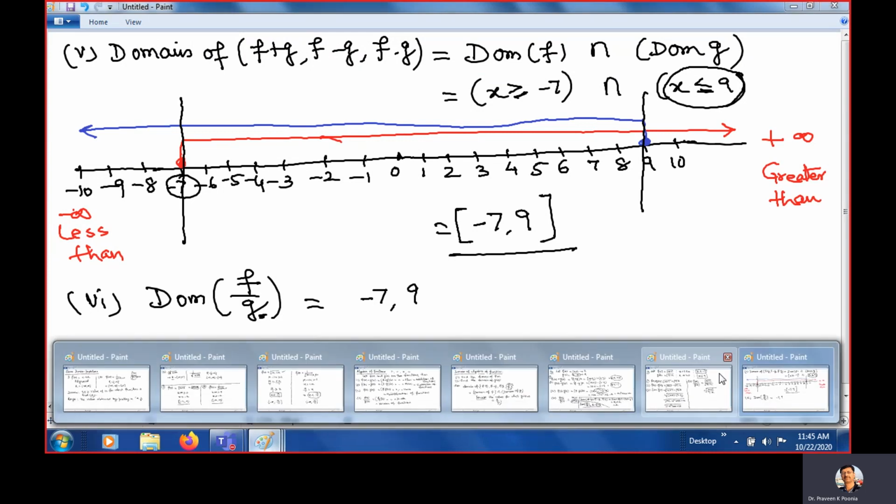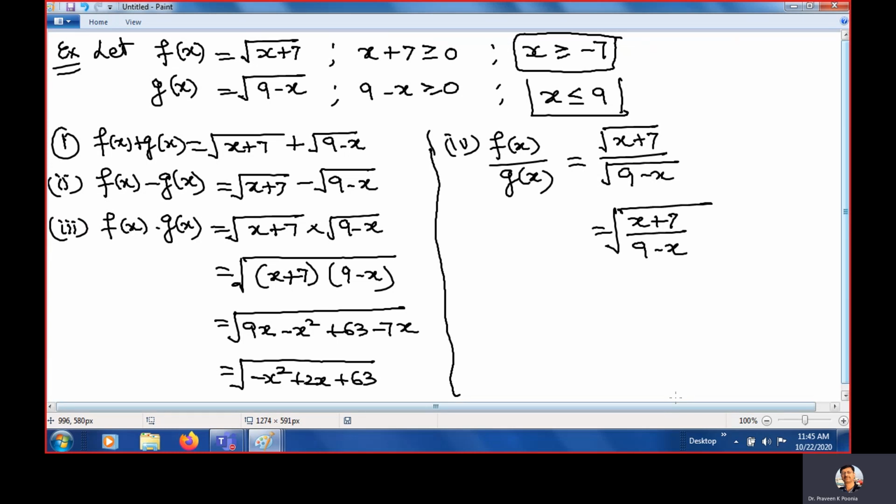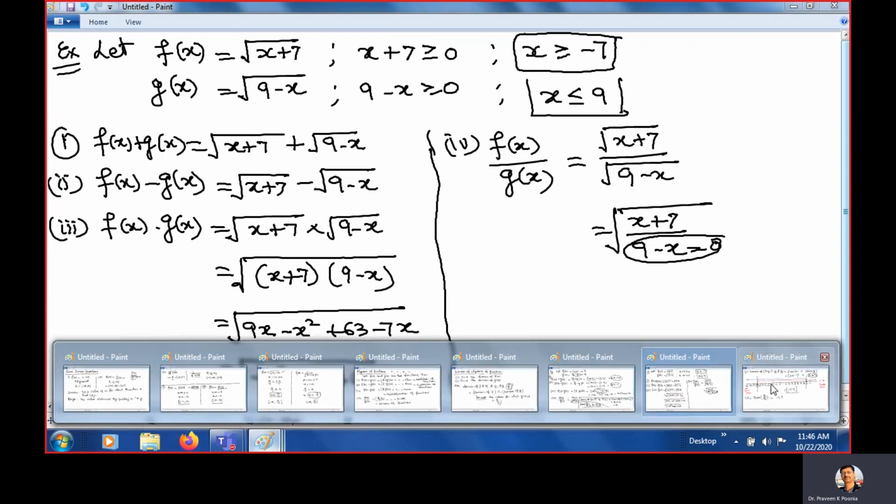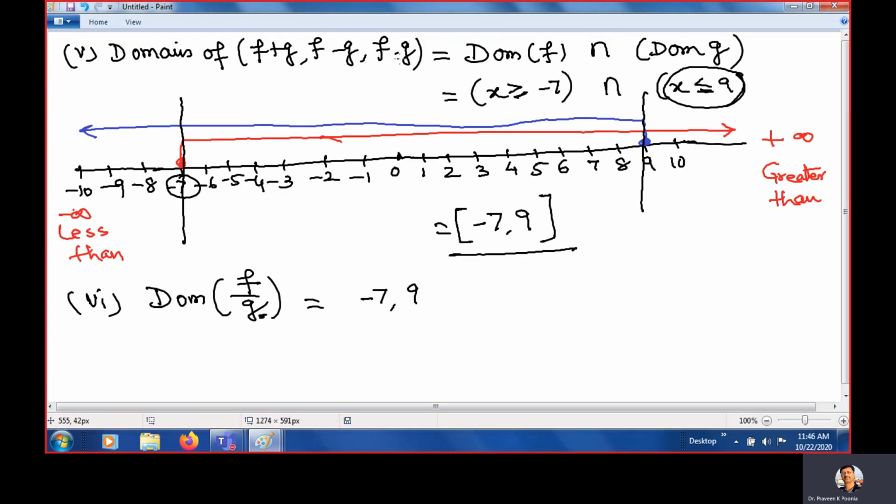Why can it not take equal to 9? Because if you take here, look here, if you take here equal to 0, this will not be a defined number. So 9 we cannot take equal. So what will be the answer? The answer will be an open interval here, and here will remain the closed interval. So this is the domain of f upon g, where we are having this open interval.